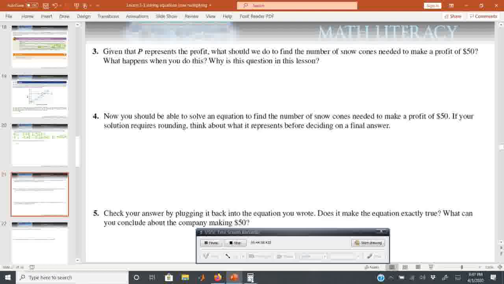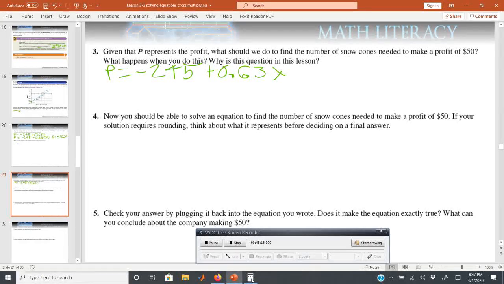Given that P represents profit, what should you do to find the number of snow cones needed to make a profit of $50? So I'll go back to our original equation. P equals negative 245 plus 0.63 times x.